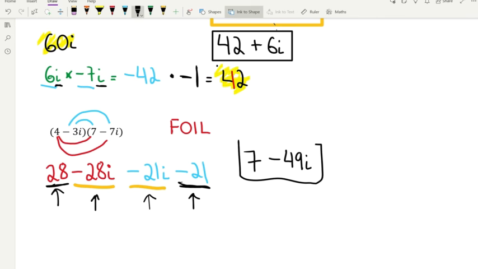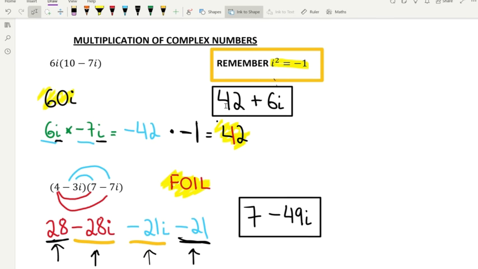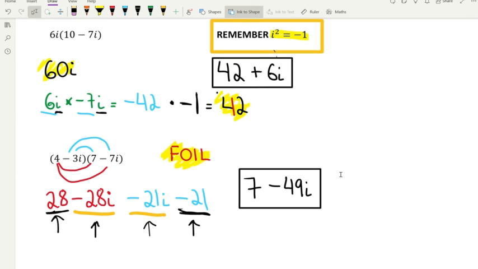Okay? I get that this is probably the trickier one to go for, but you're going to have to always do FOIL. Don't worry about the i, as long as you're remembering that i squared is negative 1. As long as you remember that, you guys should be fine. Okay, this is the topic I'm going to be focusing a little bit more on. I think the addition and subtraction you guys will pick up pretty quickly, but this is the one that's pretty difficult. Not too difficult, just mistakes can happen with this one more often.